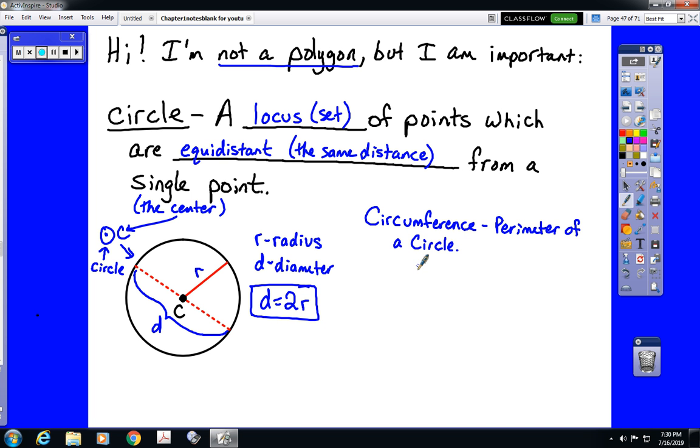So the equation for circumference is that the circumference is equal to 2 pi times the radius. Now keep in mind that since the diameter is twice the radius, you could also write that as the diameter times pi. It doesn't matter which equation you use. You should use whichever one you have. If you have the radius, you should use this equation. If you have the diameter, you should use that equation.